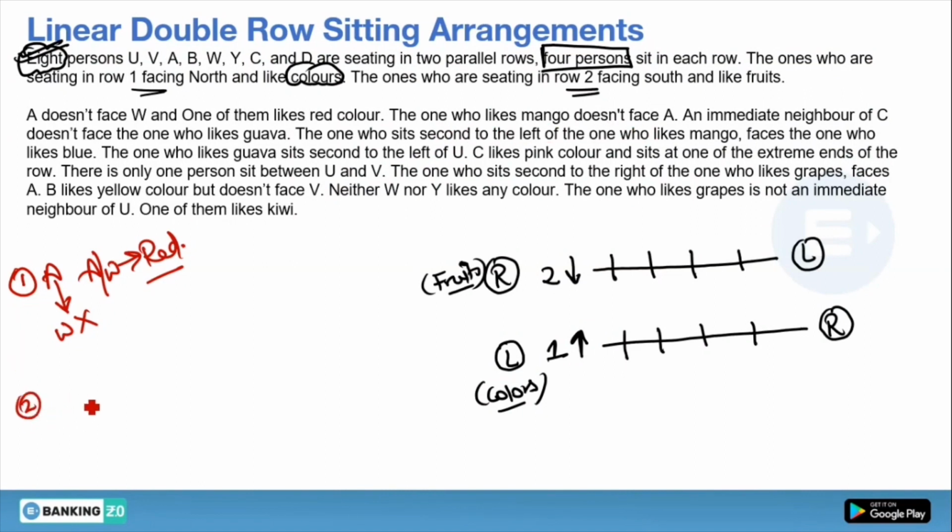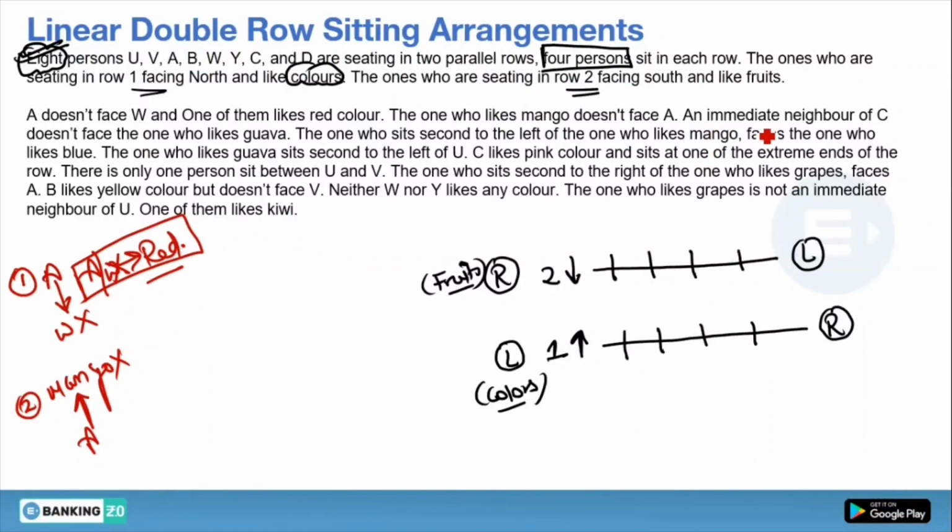Now the one who likes mango does not face A. Again we make a footnote. It means that A will come in row number 1, because the one who likes mango will come in row number 2. It is mentioned in our question that the ones who like fruit will come in row number 2. That is why A will go in row number 1, because in front of A mango cannot come, and mango will be in row number 2 only. So according to this hint, we can clearly say that A will like red color.